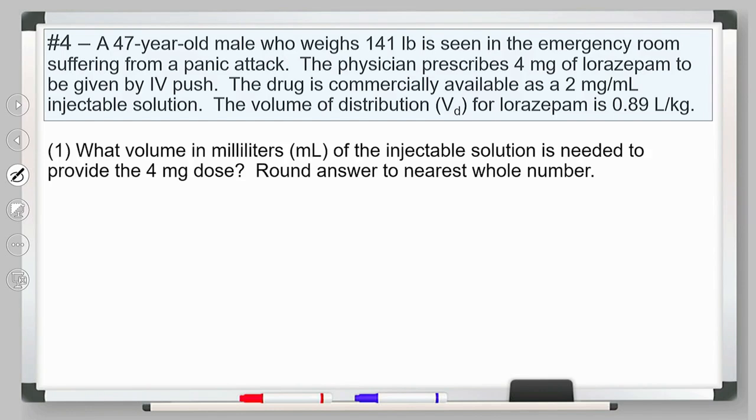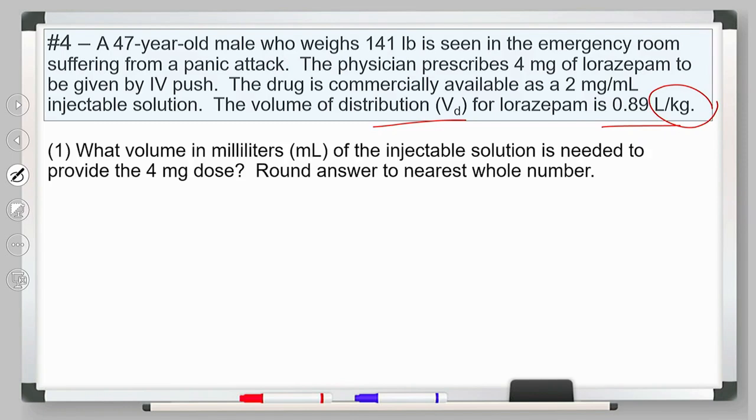So in this question, we have a 47-year-old male who weighs 141 pounds, seen in the emergency room due to a panic attack, which some of you might be experiencing now. But anyway, let's just say he's got a panic attack. The physician prescribes 4 milligrams of lorazepam to be given by IV push. The drug is commercially available as a 2 milligram per mL injectable solution, and the volume of distribution for lorazepam is 0.89 liters per kilogram. So I've given you a volume of distribution that's in liters per kilogram.